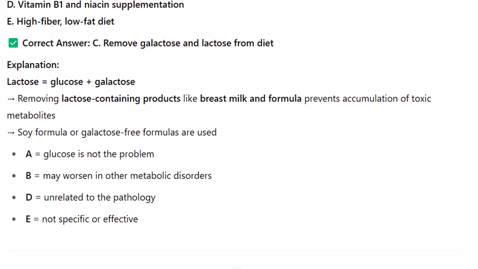A: glucose is not the problem. B may worsen in other metabolic disorders. D is unrelated to the pathology. E is not specific or effective.